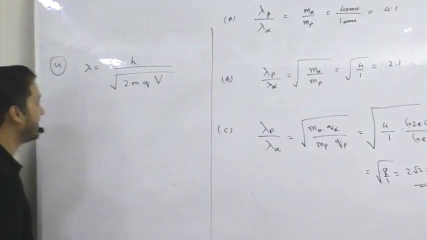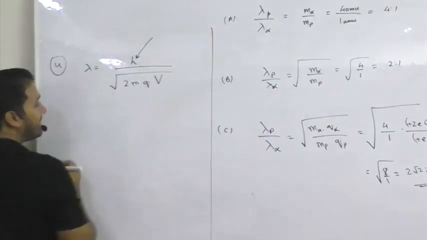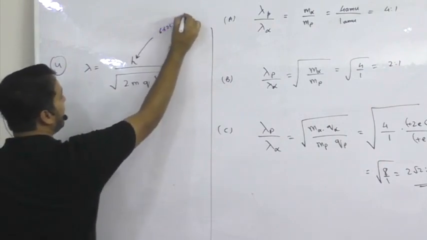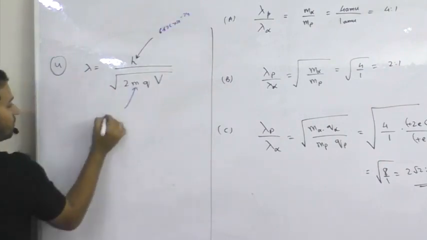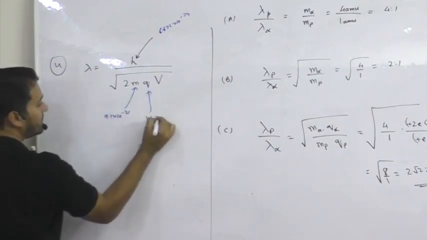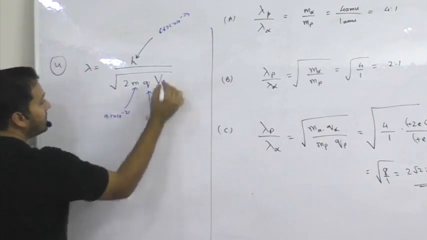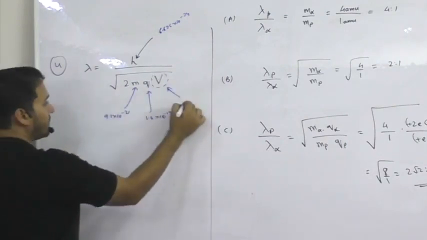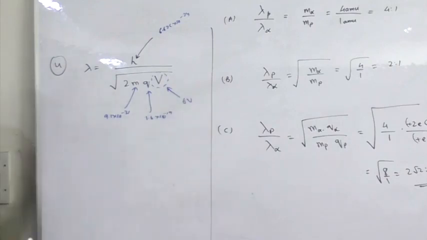Five Armstrong. Yes. So in this case, the value of h is known: h is 6.626 into 10 power minus 34. Mass of an electron we know, 9.1 into 10 power minus 31. Charge of an electron we know, 1.6 into 10 power minus 19. So what is the only variable here? Potential, right? In this problem, the potential was 6 volts, but that's the only variable.